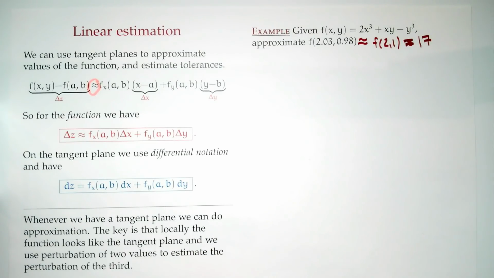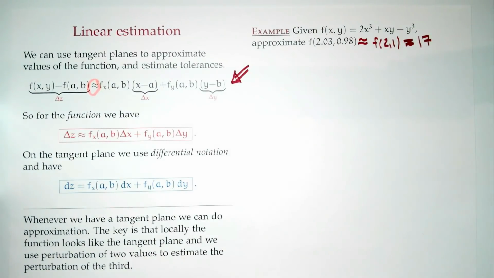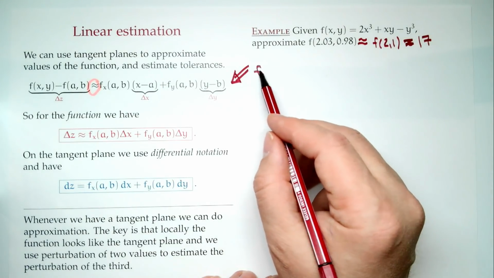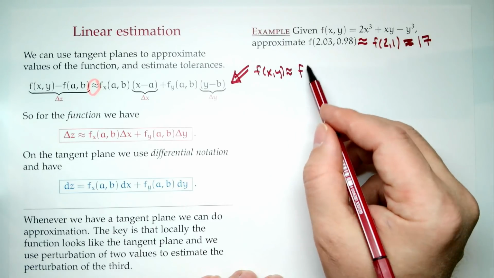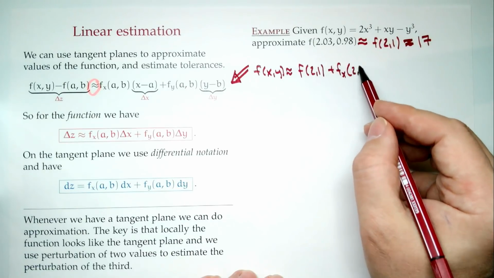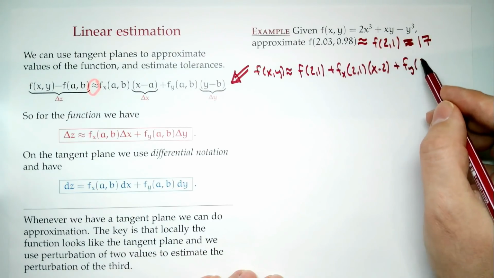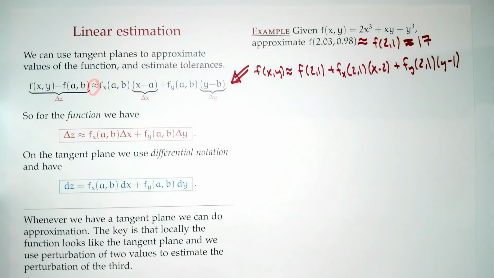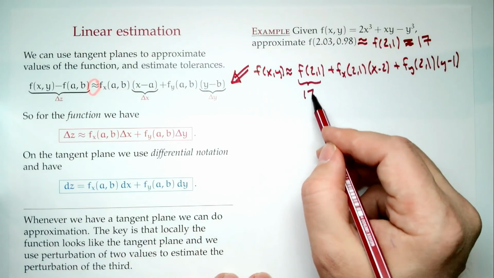So I could say it's about 17, but we can do better. So how can we do better? Well, using the tangent plane. Okay, so what we can say is that f of x, y is about f of 2, 1 plus f sub x at 2, 1 times x minus 2, plus f sub y at 2, 1 times y minus 1. And we've just found that f of 2, 1 here is 17.